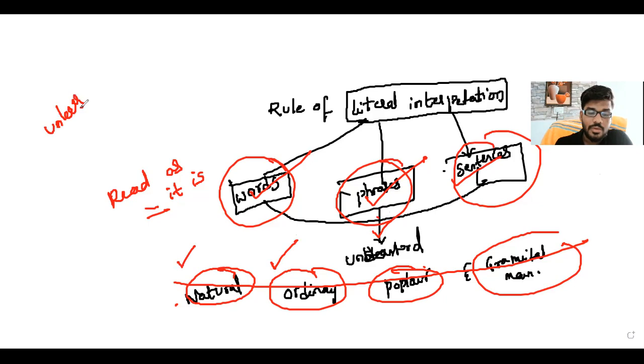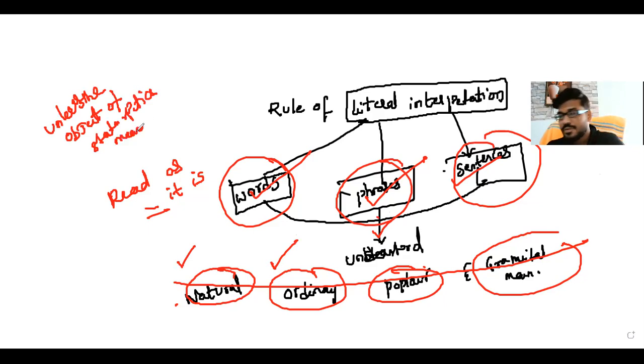unless the object of the statute specifies a specific meaning. So what is an example for this? The best example, so how can you understand?